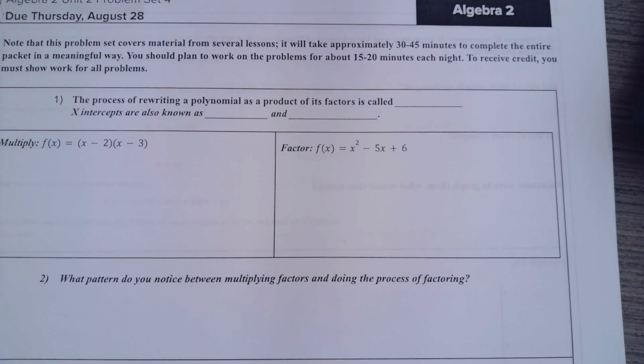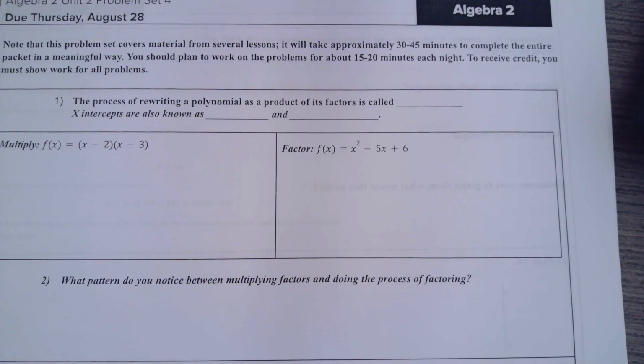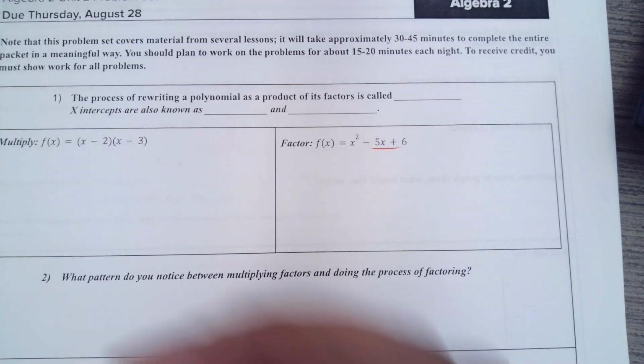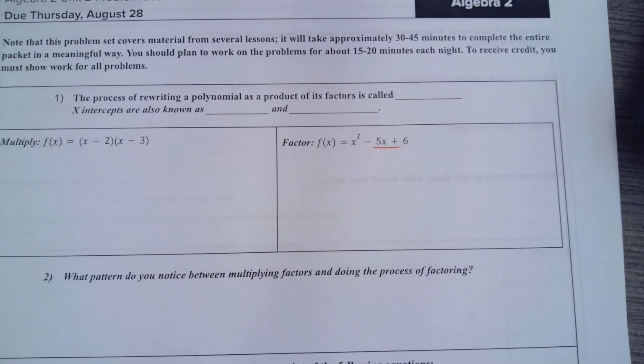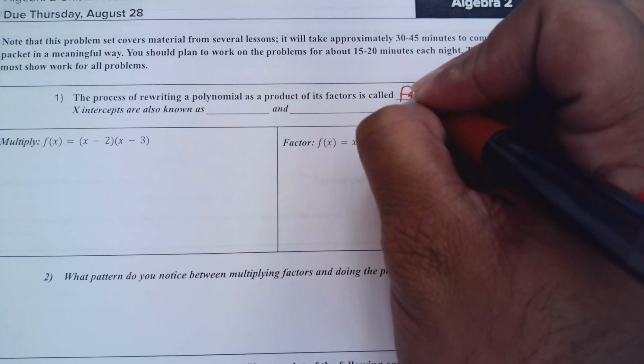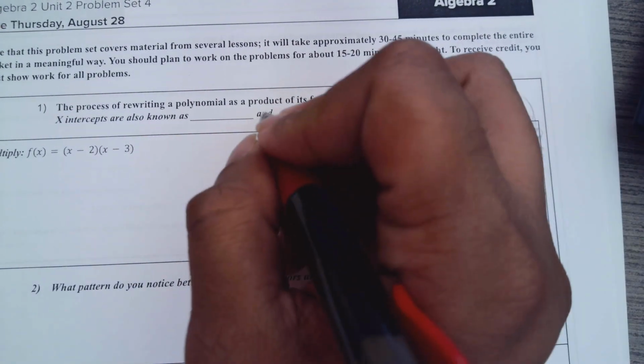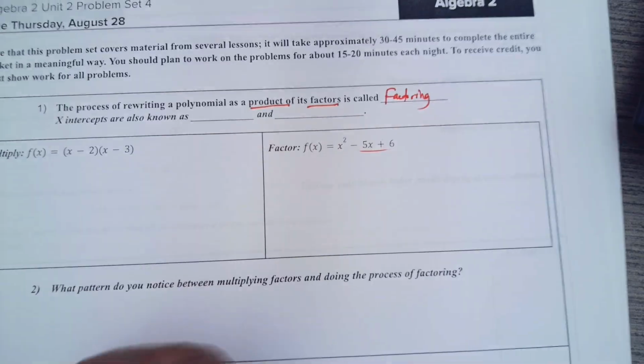So let's start. Question 1 is simply asking you, what is the process of rewriting a polynomial as a product of its factors? What do you call that? Well, it's just simply saying this, okay? To convert from standard form to factored form, you would use a process called factoring. Factoring basically writes your equation as a product of factors, right?